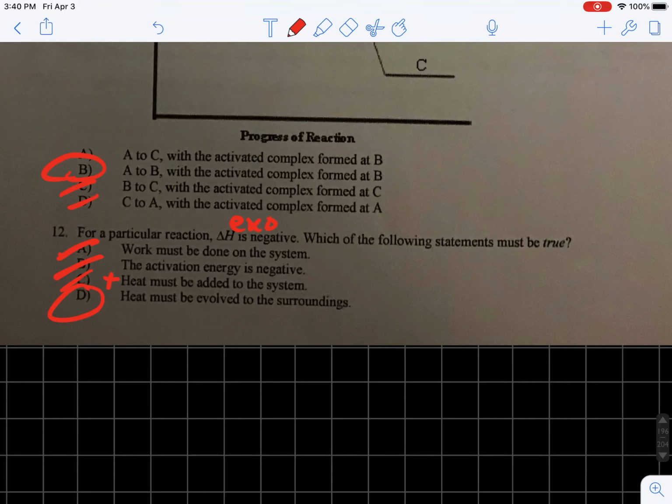And for number 12, which of the following statements is true? So you have to recognize that if delta H is negative, then that's an exothermic reaction. So it's not going to involve work energy because exo and endothermic involves heat. So answer A is out. The activation energy has nothing to do with the overall delta H, so that's out. Heat added to the system is endothermic, so that's out. So the answer must be D.